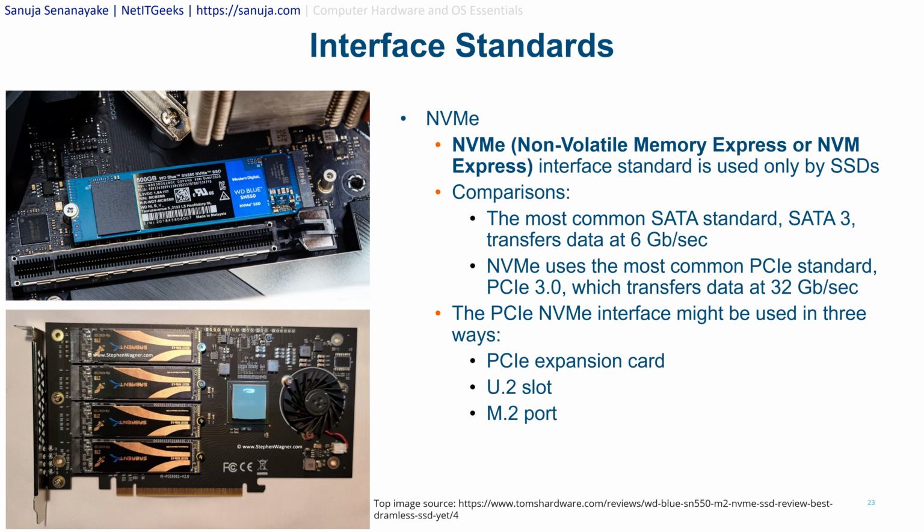The PCIe NVMe interface might be used in 3 ways. That includes the PCIe expansion card, U.2 slot, or M.2 port. So this is a PCIe NVMe expansion card, or interface card, and this allows a user who might not have an NVMe connection on their motherboard to be able to use NVMe, and also to set up RAID with it, because now it has multiple data storage units. So you have 4 of them, and you may be able to set up RAID with it.